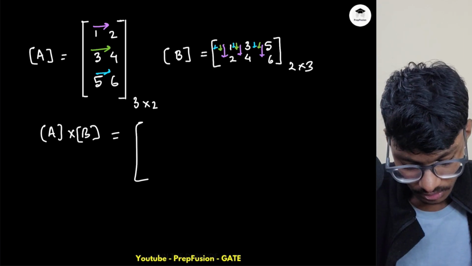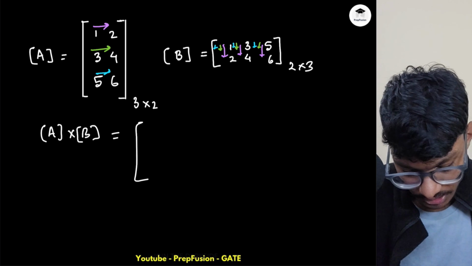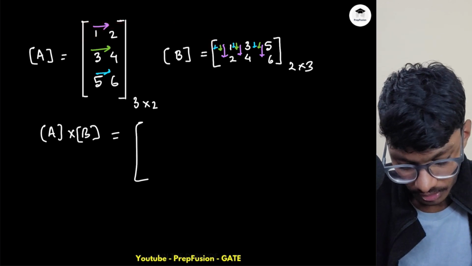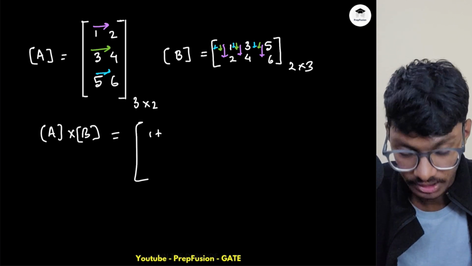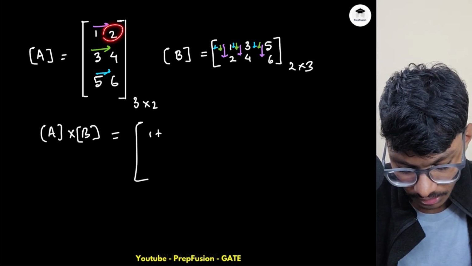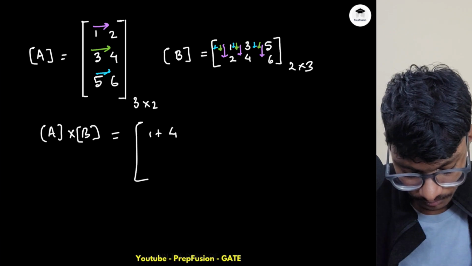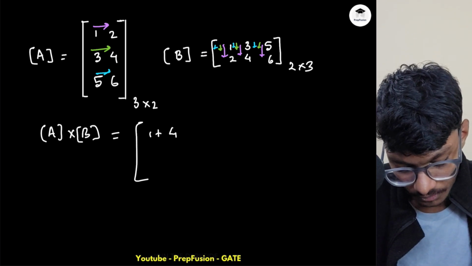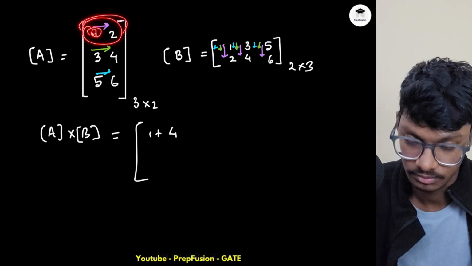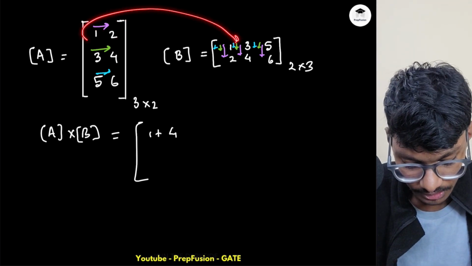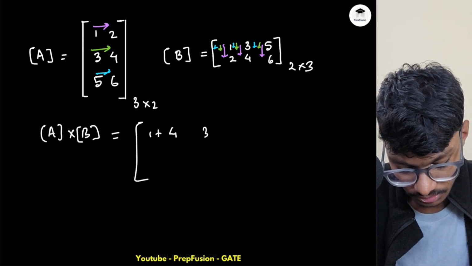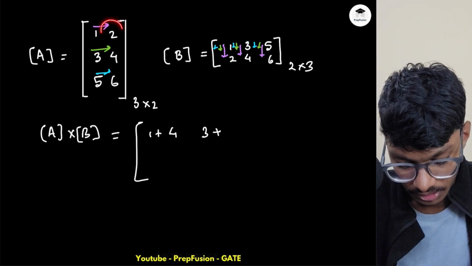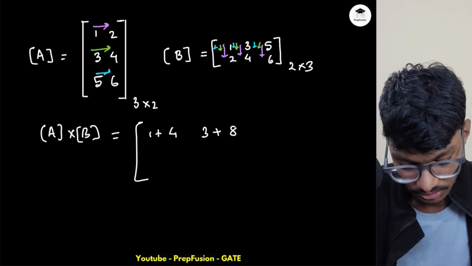Okay, so 1 times 1 is 1 only, plus... this will only give us one element. Then 2 times 2 is 4. Then we again take the same row and multiply it with the second column. So 1 times 3 is 3, which is the second element, and 2 times 4 is 8. If you already know this, you can directly skip this.